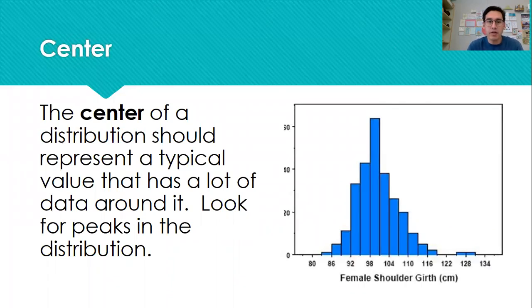The center of a distribution should represent a typical value that you would imagine has a lot of data around it or nearby. The easiest thing to do is just look for the peaks of the distribution. This histogram to the right has data on female shoulder girth, and I can see that there's a peak. If I estimate where this peak is on the number line, it's probably at 99 or 100. So that would be a good value to use as the center, right? Typical females have shoulder girths around 99 or 100 centimeters.